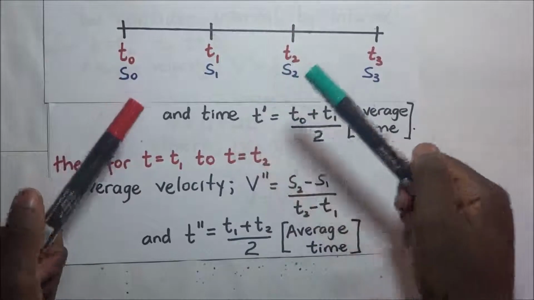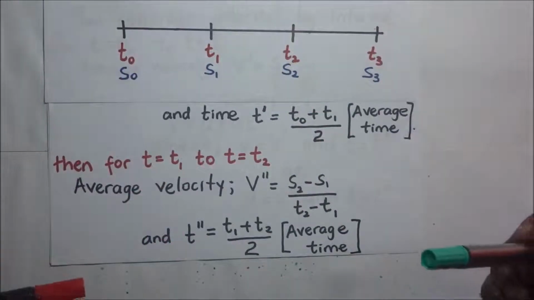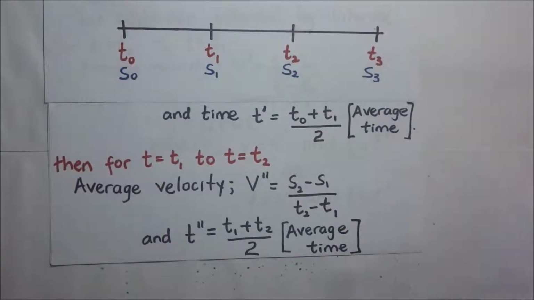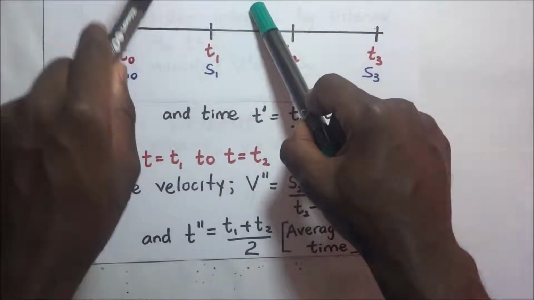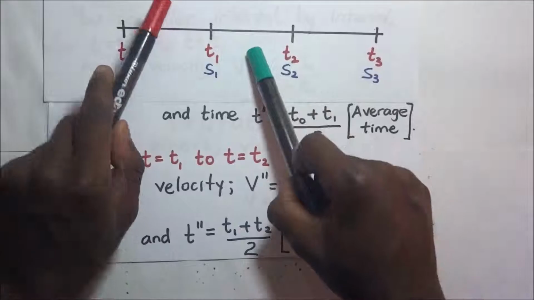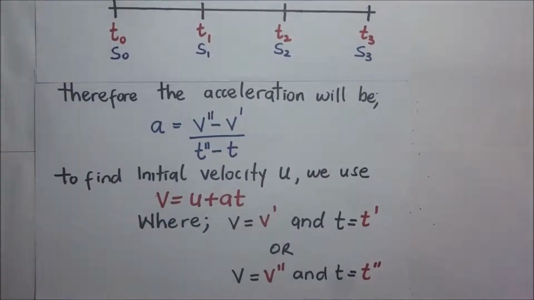So getting acceleration, by definition, we know that acceleration is the rate of change of velocity. So it means that this is going to be this minus that: velocity here minus velocity there, divide that by time here minus time there. And this is how we'll be doing it.